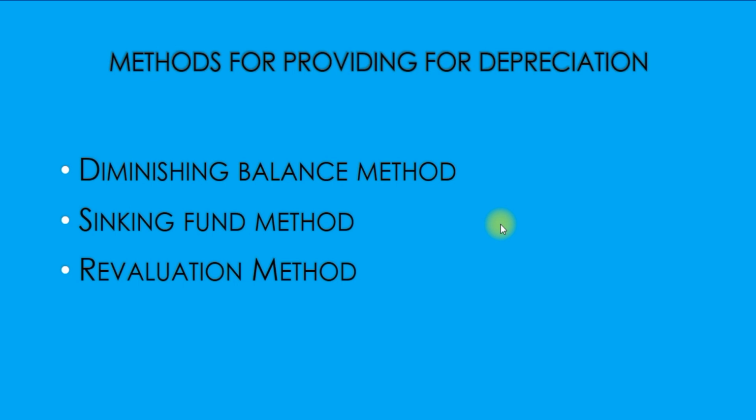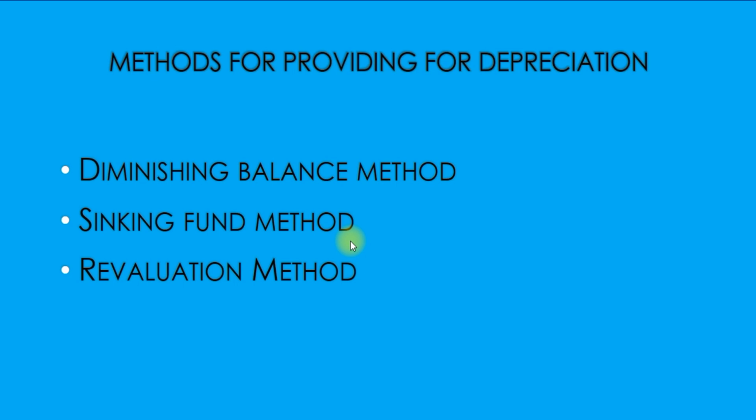In diminishing balance method, a fixed percentage is written off every year on the written down value of the asset till the value of the asset is reduced to scrap. Depreciation charged by using this method may be higher during initial periods and gradually decreases as time progresses. So that is diminishing balance method.